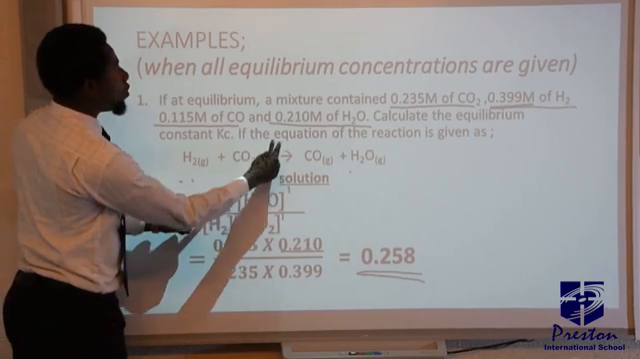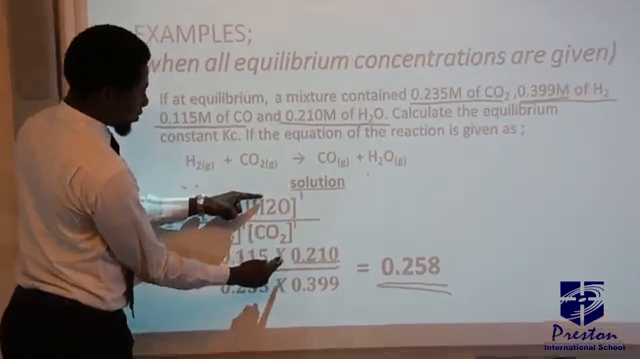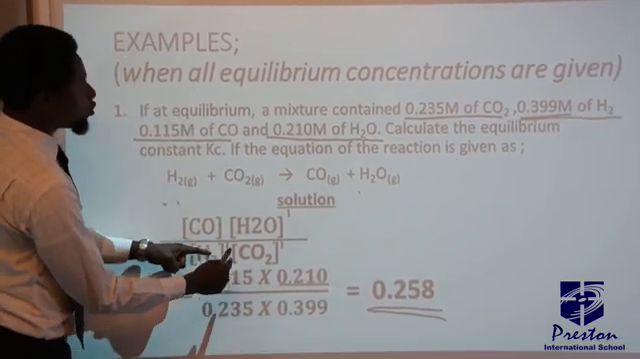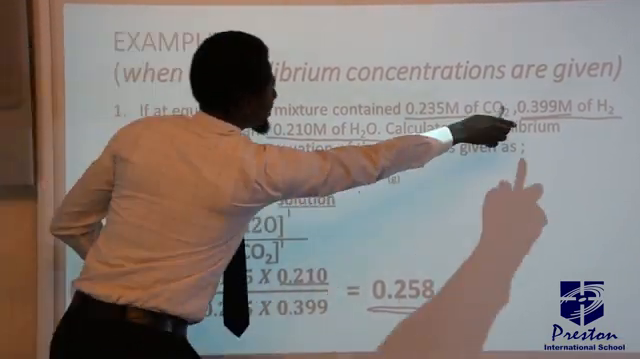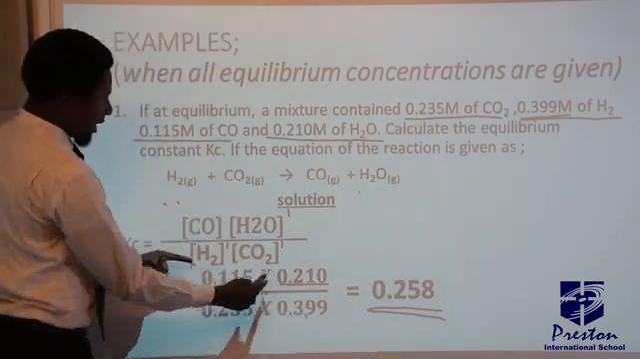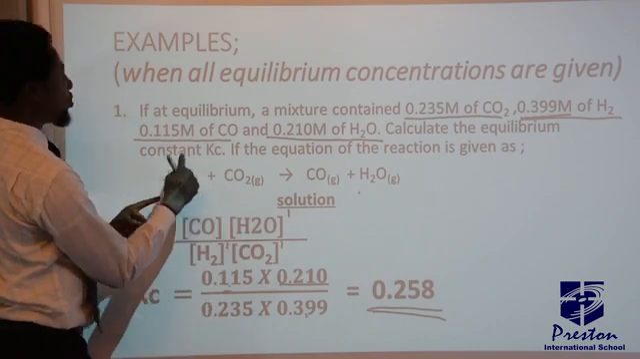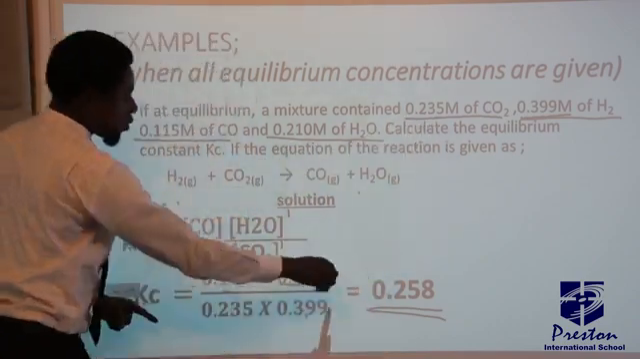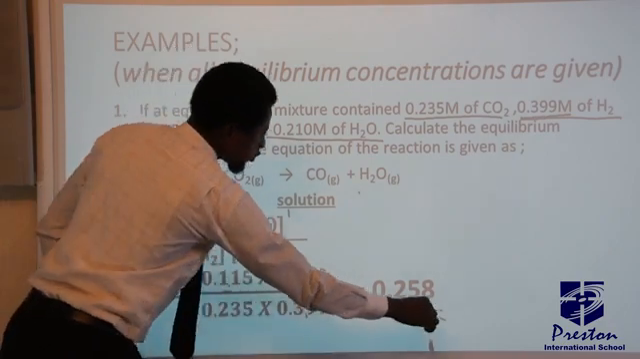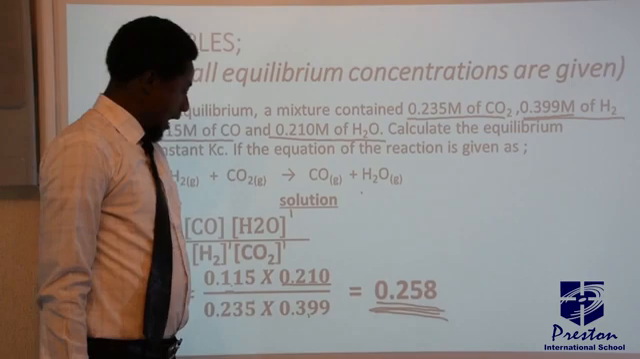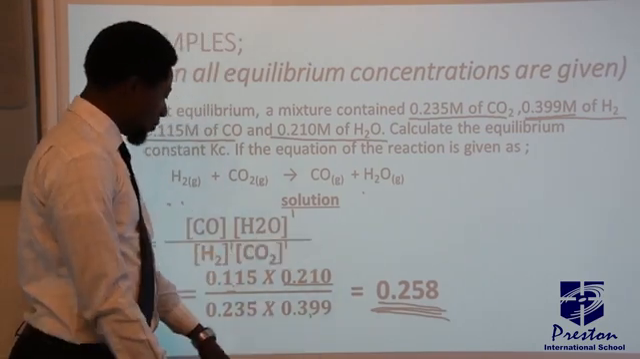Then our H2O is 0.210. That's what we have here. Divided by H2. Where is our H2? That's 0.399. Then the last one is CO2, which is 0.235. Then when you multiply everything, it will give you 0.258 as the value of the equilibrium constant.